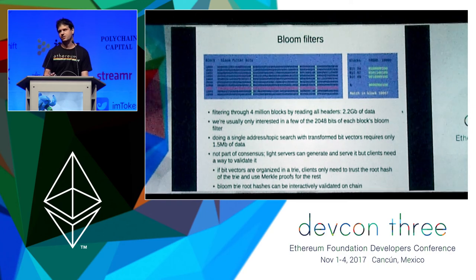If a root hash remains unchallenged on the chain for long enough, then the clients can trust it. Of course, we still also need some security deposits and other incentives to make the system work, but that's also part of the plan.